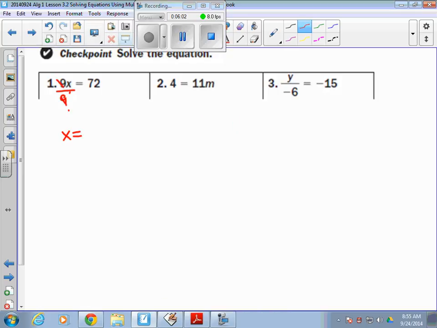If you divide the right, you have to divide the left. You have to divide the right by the same 9. 72 divided by 9 is going to be the number 8. So x is 8. Same thing for number 2.